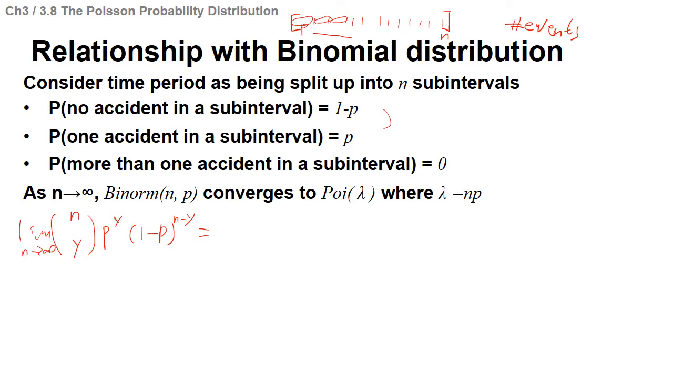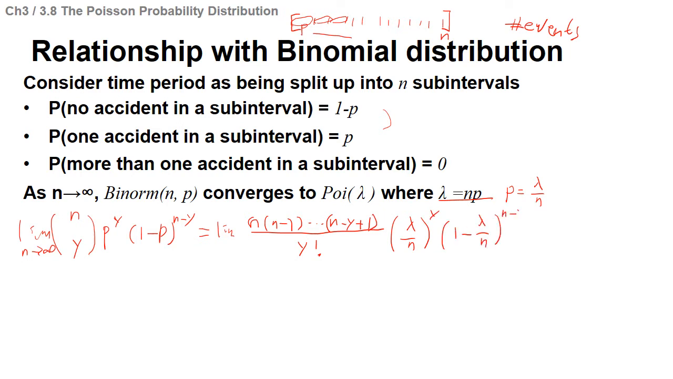Here, n choose y is n times n minus 1 up to n minus y plus 1, with y factors in total, over y factorial. Also, from here p equals lambda over n, so we have lambda over n to the y, and 1 minus lambda over n to the n minus y.